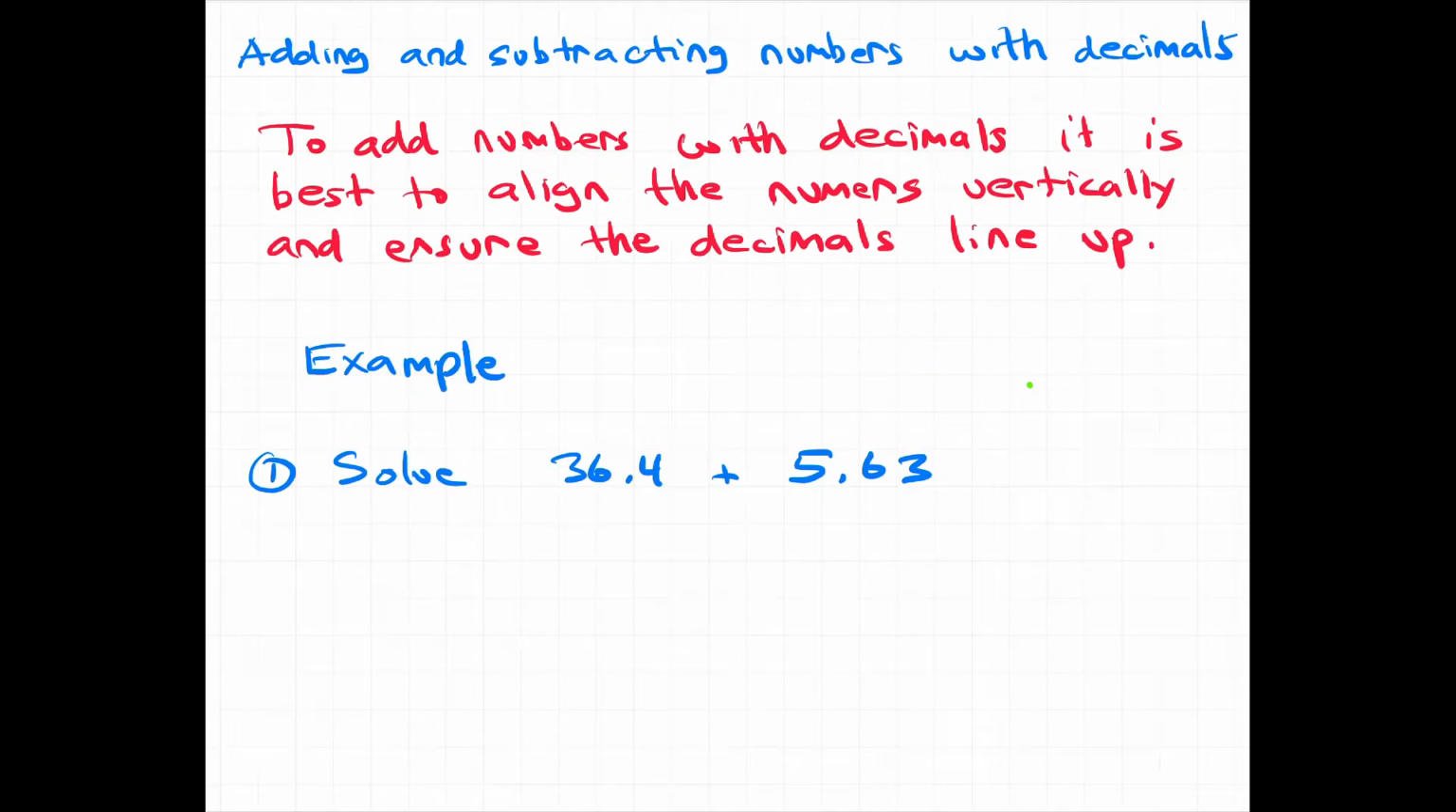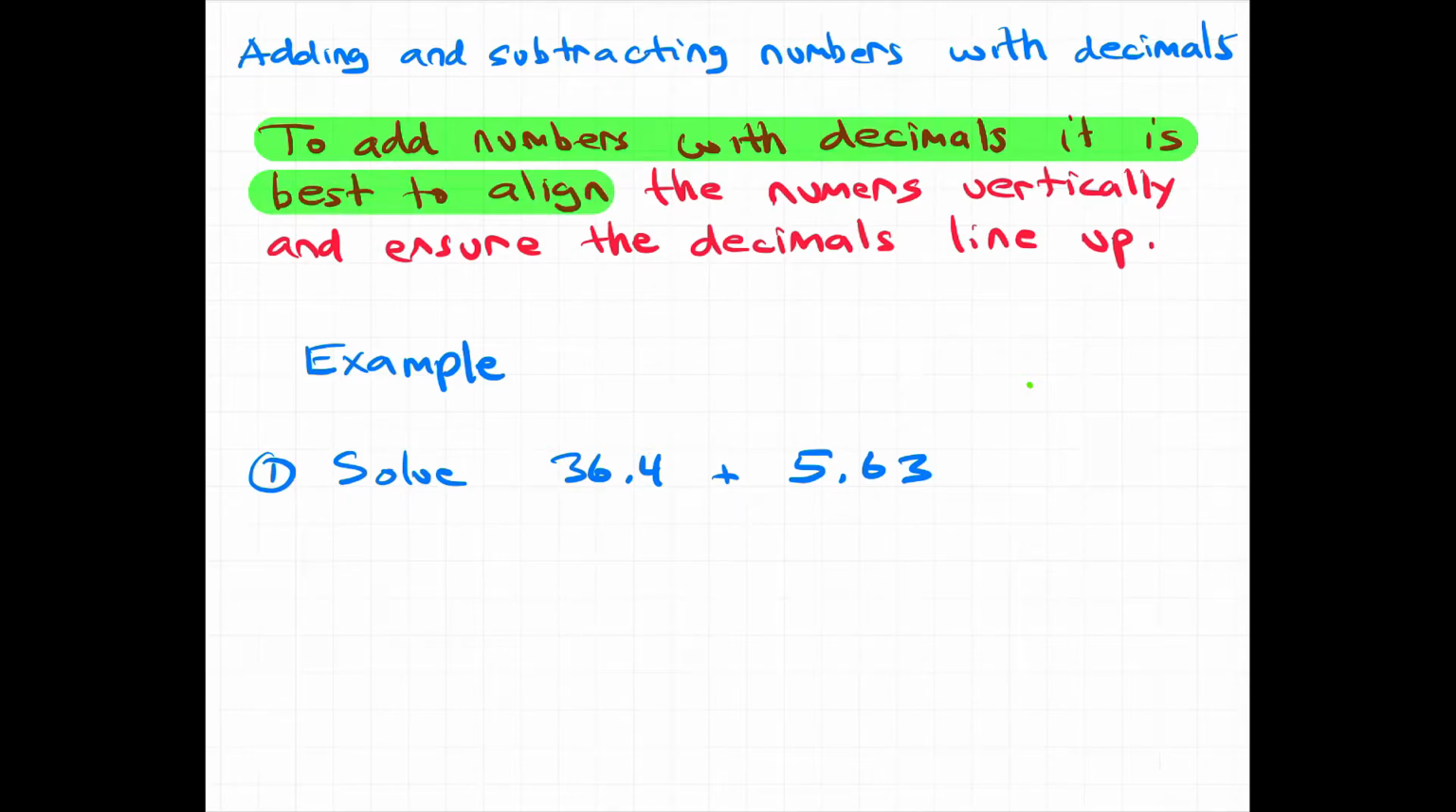Okay, so let's take a look at adding and subtracting numbers that have decimals. So like I stated right here, to add numbers with decimals, it is best to align. So we need to align the numbers. Forgot a D in there, so let's put the D back in there. Align the numbers vertically, okay, and ensure that the decimals line up.